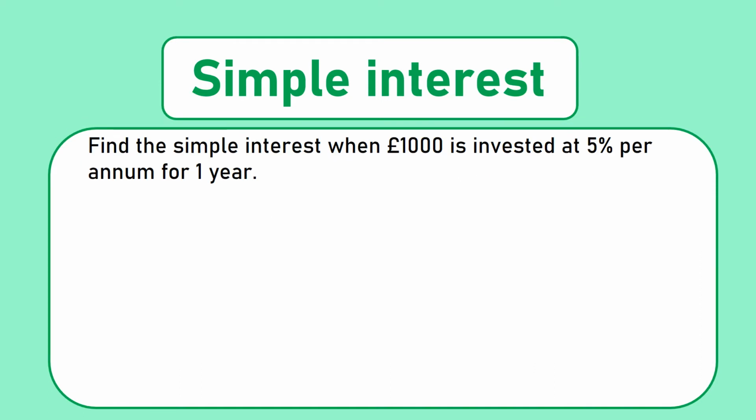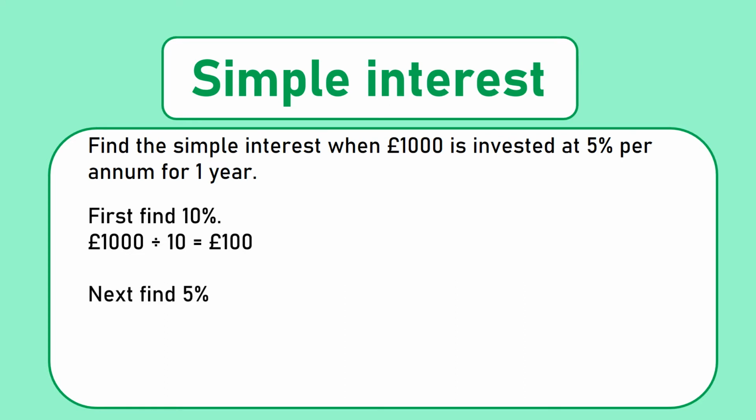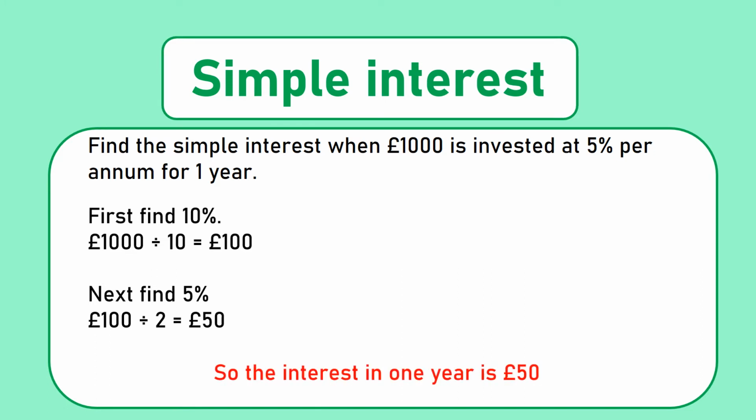So we're going to find the simple interest when £1,000 is invested at 5% per annum, which means per year, for just 1 year. So to work out 5%, first of all, we're going to work out what 10% is, because this is an easy one. So 1,000 divided by 10 gives us £100. So 10% is £100. So now we can work out what 5% is by dividing that £100 by 2 to give us £50. So in 1 year, the interest earned is £50.